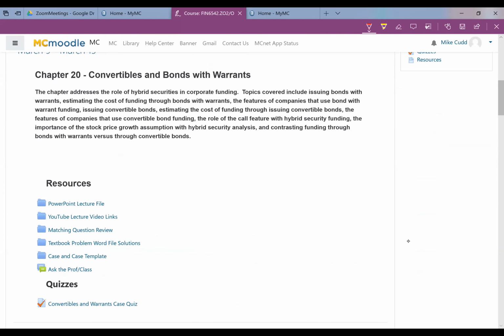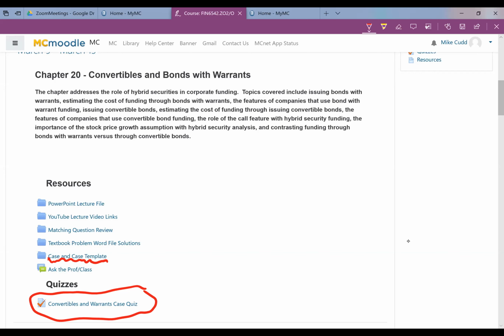This first one, convertibles and warrants case quiz. You'll have a case assigned to look at this week. If you look inside this folder, you'll find the case solution in PowerPoint.